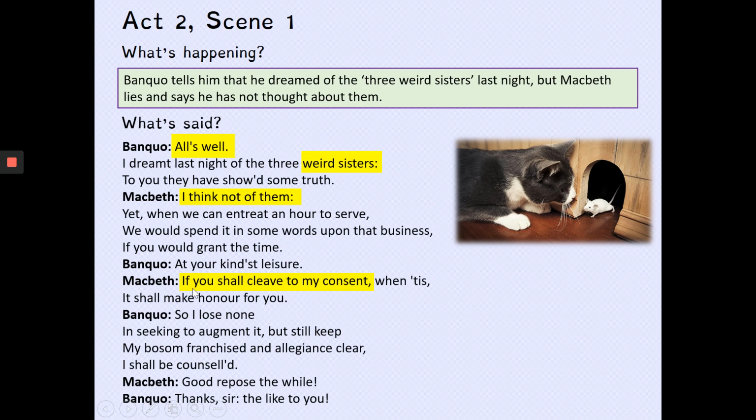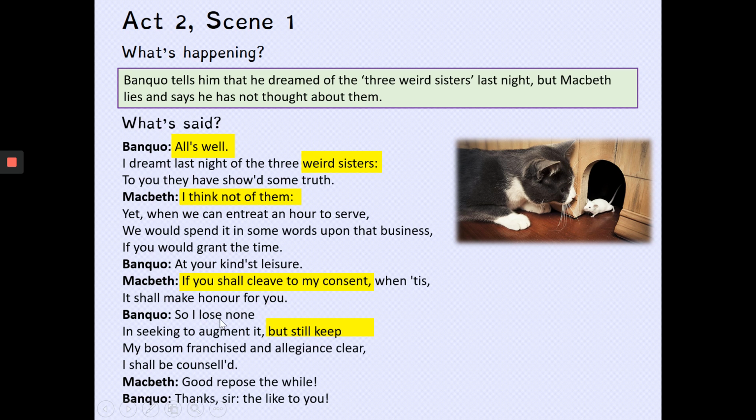And Macbeth responds by saying, "If you shall cleave to my consent," now that means if you do what I want, "I will make honour for you." So Macbeth already thinks he's more powerful than Banquo and is trying to control him by saying, do what I want and it will be worth your while.